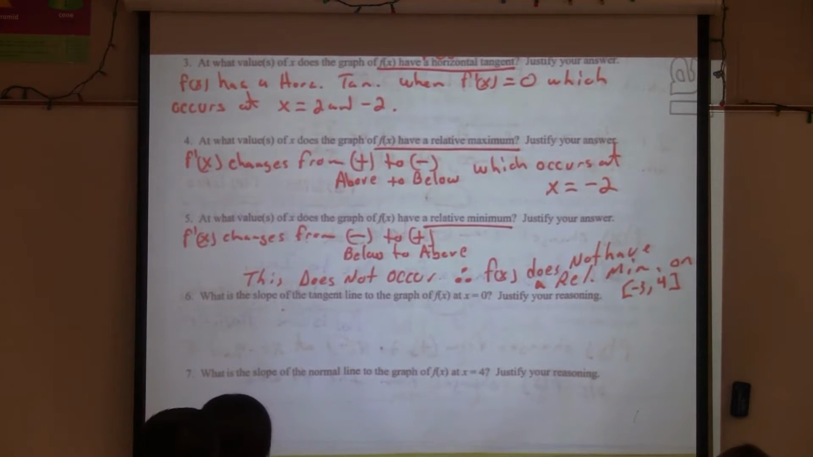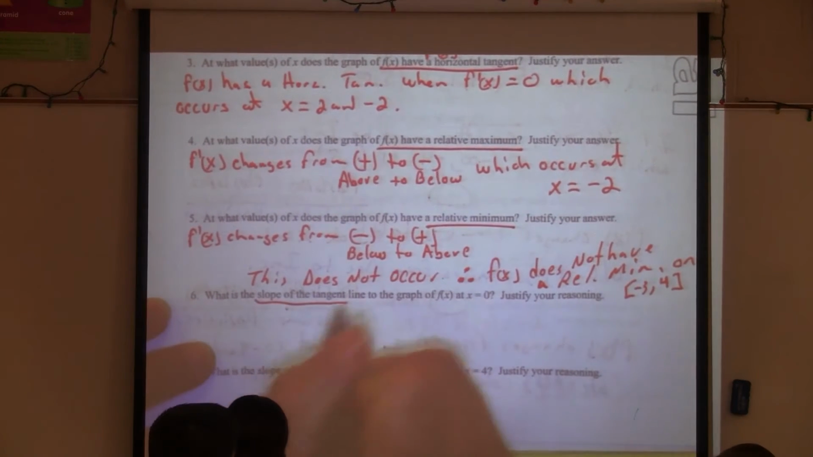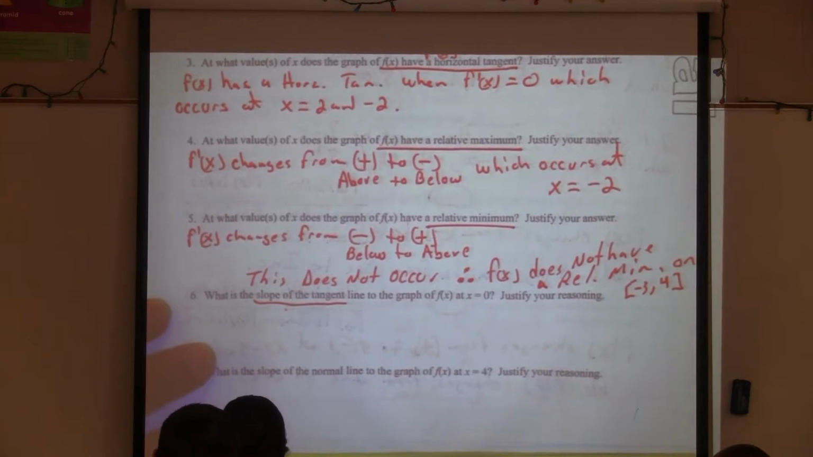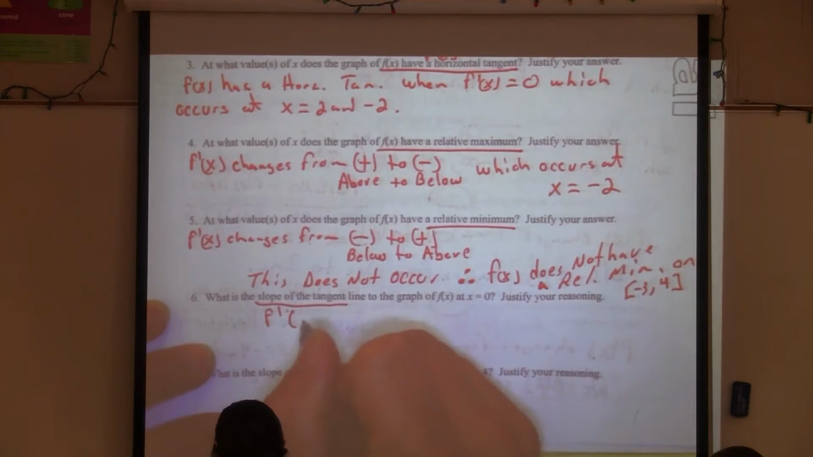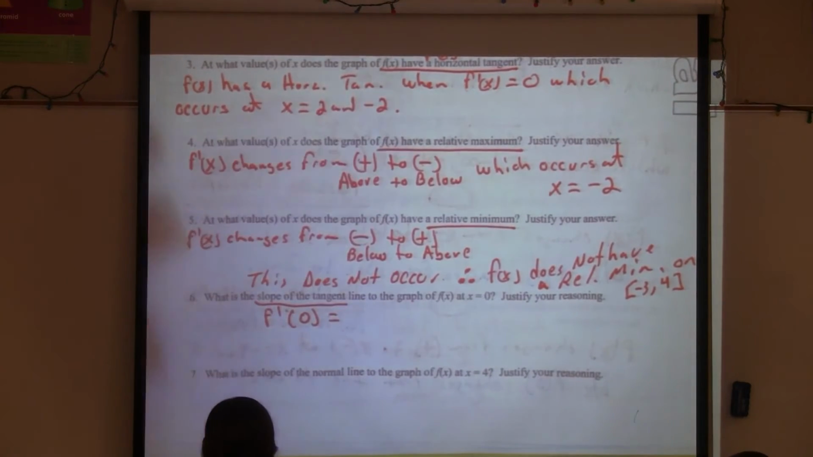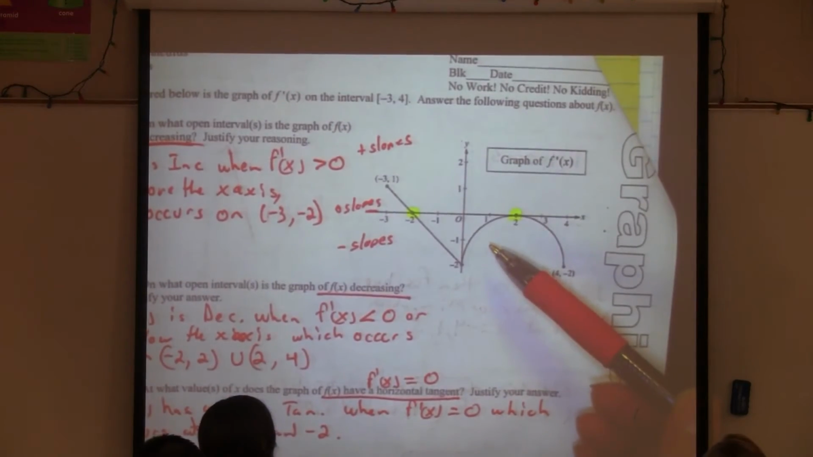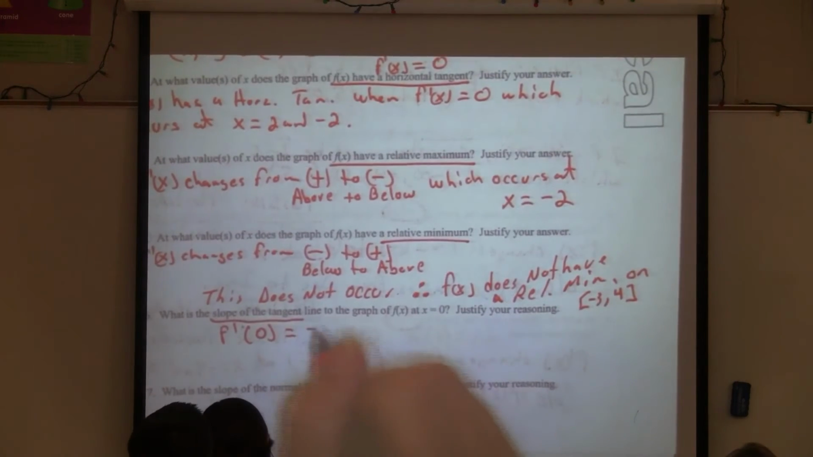Good? Yes? All right, the last two questions are the super easy ones. What is the slope of the tangent line of f of x at x equals 0? What gives me the slope of the tangent line? The derivative. Where at? 0. How can I figure that out? Look at the graph, right? Isn't this the list of the slopes? So what's the slope at 0? Negative 2. Oh, that's easy.